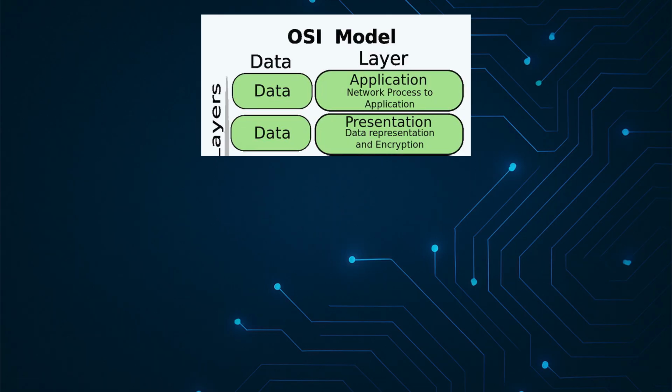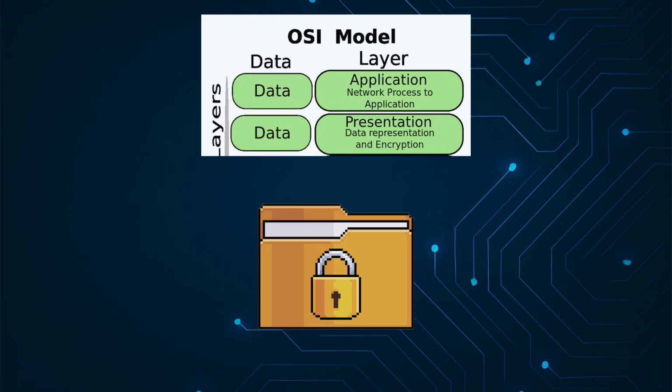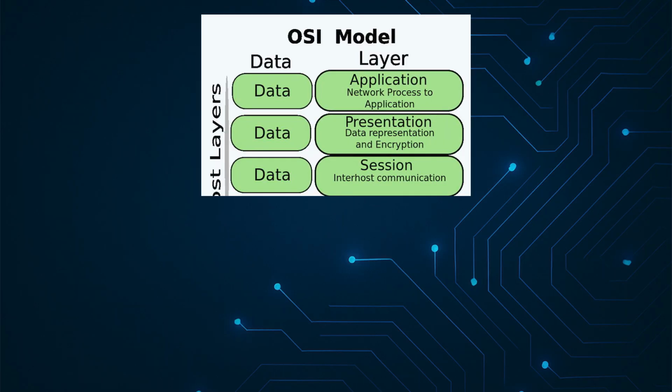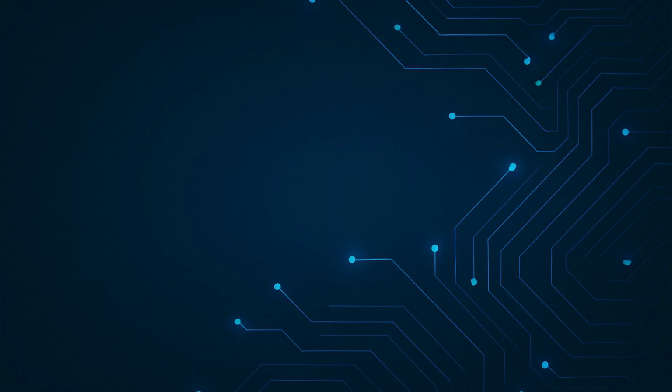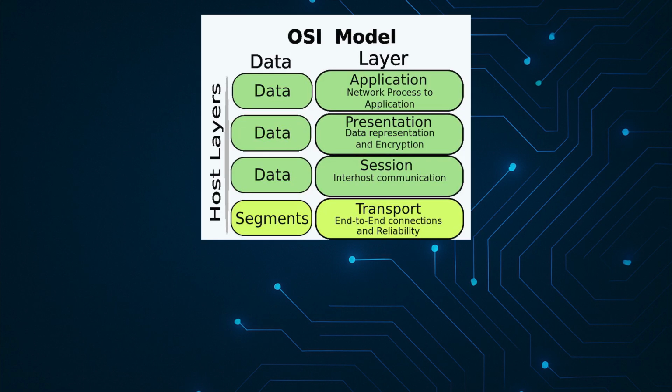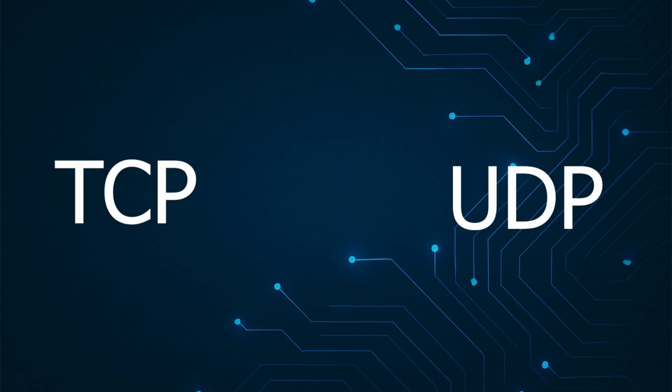Layer 6, presentation. This is making sure the letter is in a language your friend can understand, maybe even encrypting it so only they can read it. Layer 5, session. This layer is like agreeing on when you'll send letters and when you'll read them. It keeps track of the conversation so it doesn't get things mixed up. Layer 4, transport. This is deciding how to send the letter. Maybe you split the letter up into multiple different envelopes. Maybe it's so big and you have so much to say that it actually needs to be multiple different letters. This layer numbers all of them so that way they arrive in order. In networking, this is called TCP or UDP.